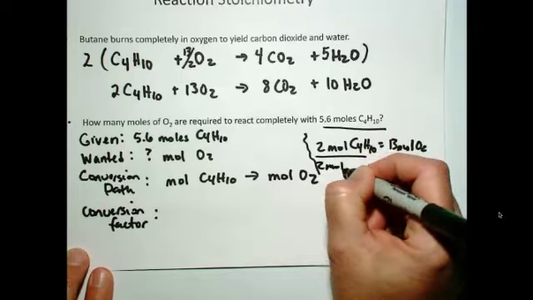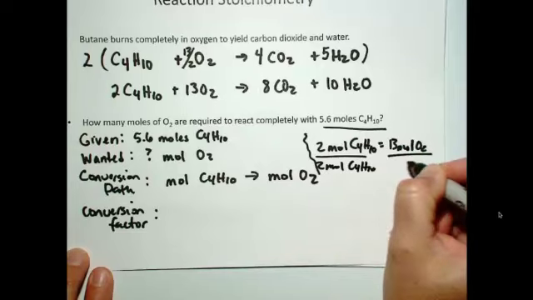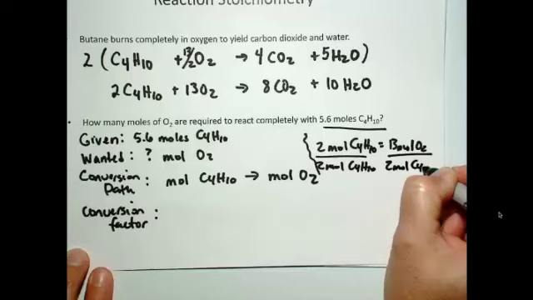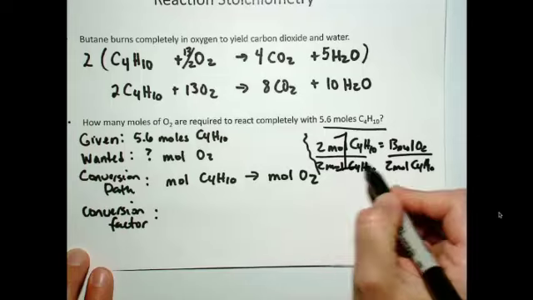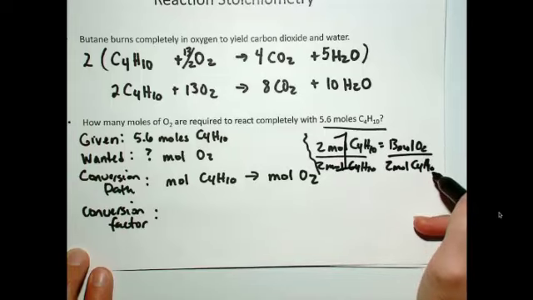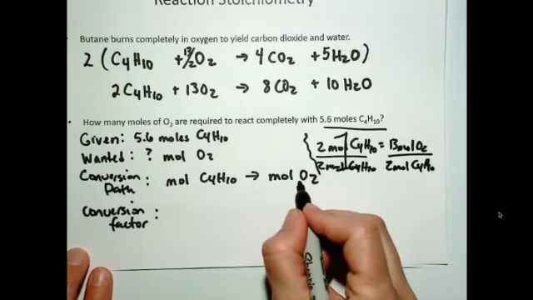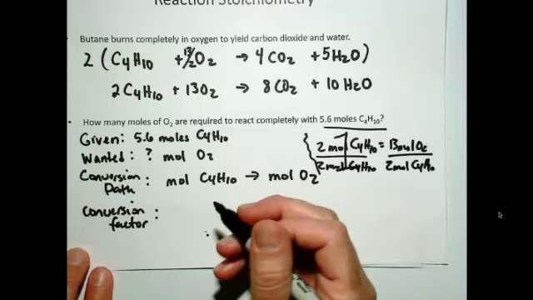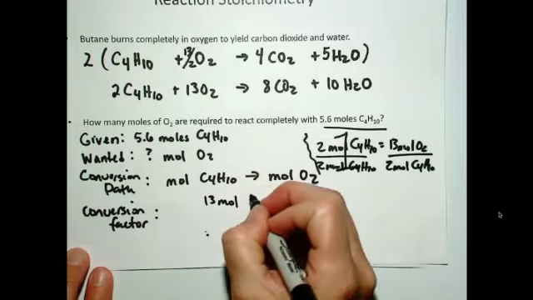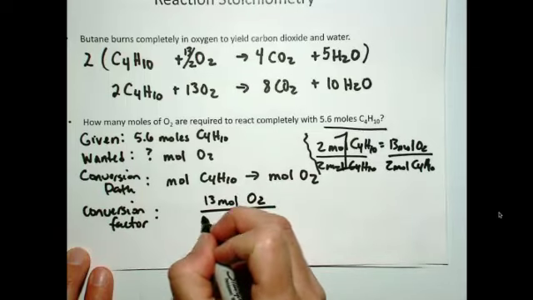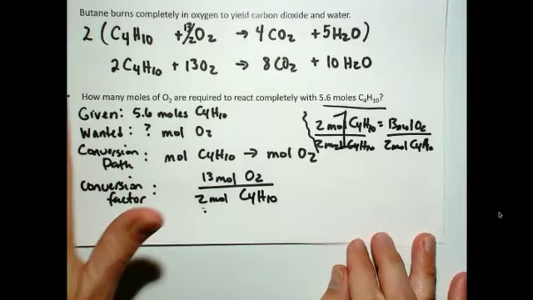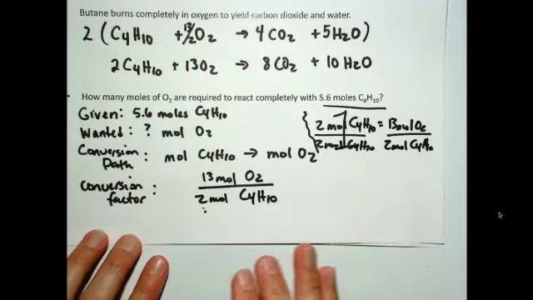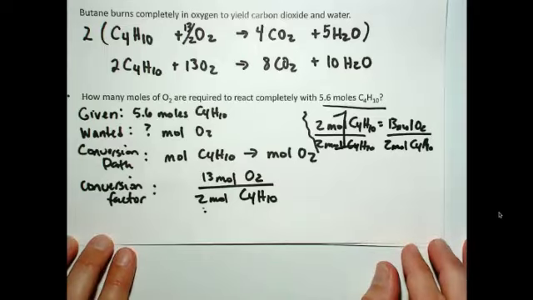2 moles of butane divided by 2 moles of butane, and I've just created a unit factor. 2 moles of butane divided by 2 moles of butane is the same as 1, so 13 moles of oxygen per 2 moles of butane is now a conversion factor that I can use in this conversion problem. So 13 moles of oxygen divided by 2 moles of butane is now a conversion factor or a unit factor because it comes from the equation, and the ratios are fixed in that chemical equation.